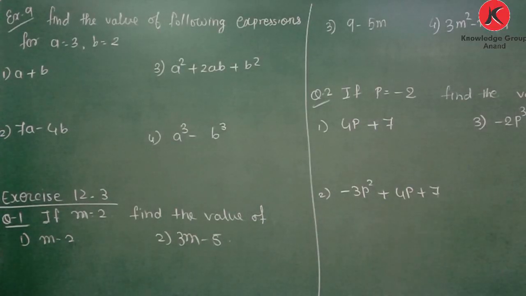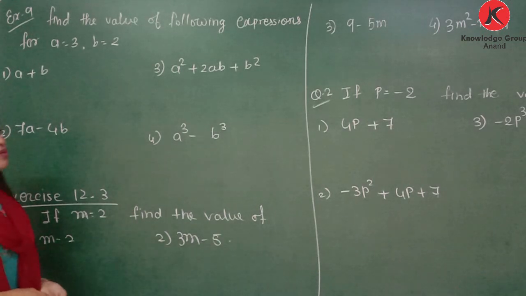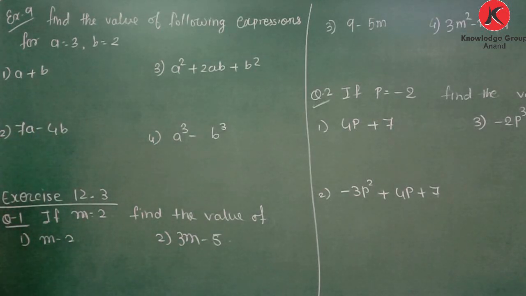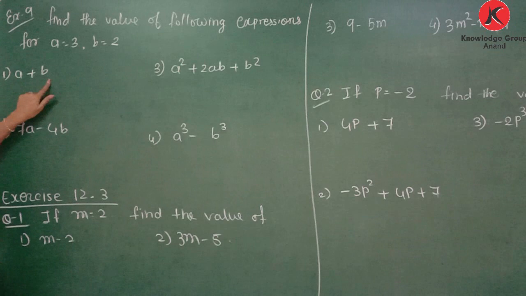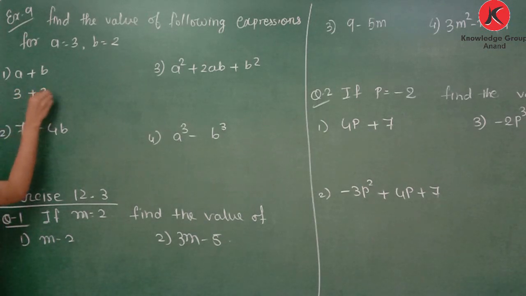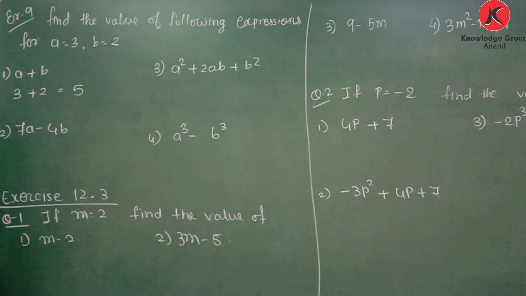Now example 9. Find the value of expression for a is equal to 3, b is equal to 2. So here you need to find the value when a is equal to 3 and b is equal to 2. So two variables are given, that is a and b, and both values are given. So wherever in an expression you see a, you need to write 3, and wherever you see b, you need to write 2. So let's start with the first. A plus B means instead of having A we need to write 3 and instead of B we need to write 2. So that is 3 plus 2 is equal to 5.